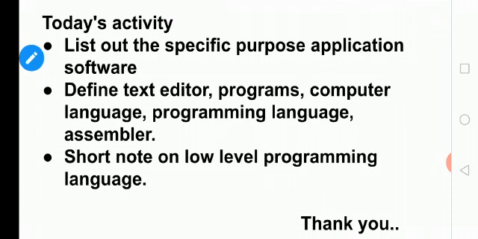Then write a short note on low level programming language. What is low level programming language? What are the two categories in that? That is first generation machine language and second generation assembly language. You have to write that down.